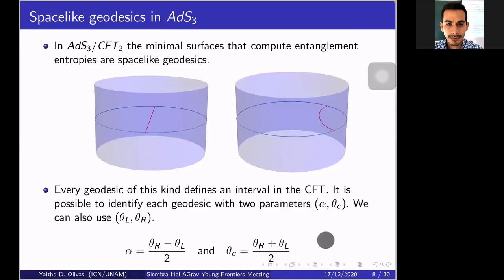As you can see, to specify a geodesic, you need only two numbers. You can use the angular location of the endpoints, or you can use the angular opening and the angular location of the center.